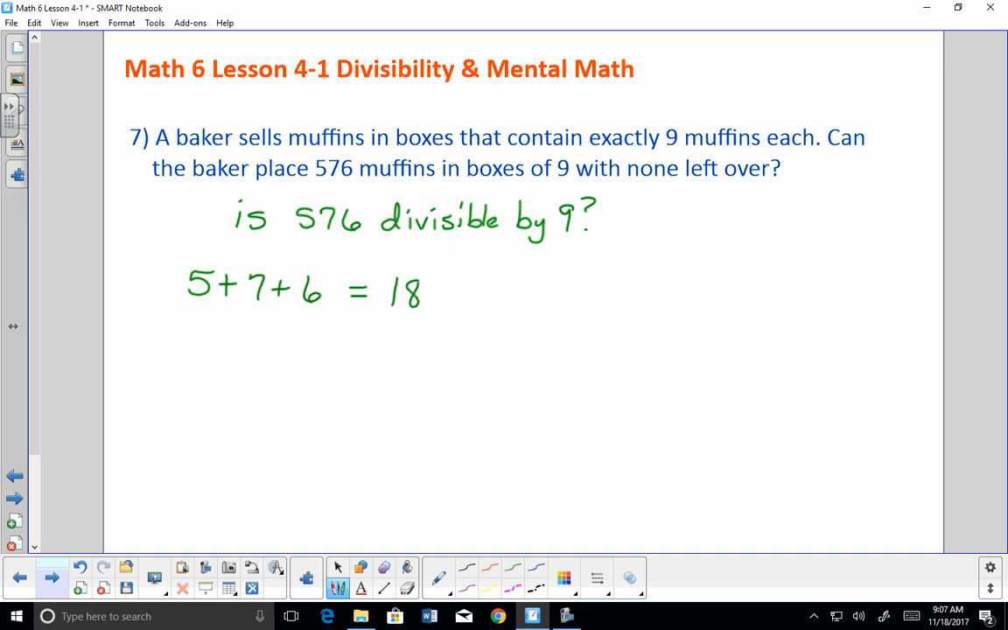So yes, okay, we can put 576 muffins in boxes of 9 with none left over. That's all you simply have to do with this particular problem. And this is divisibility and mental math.